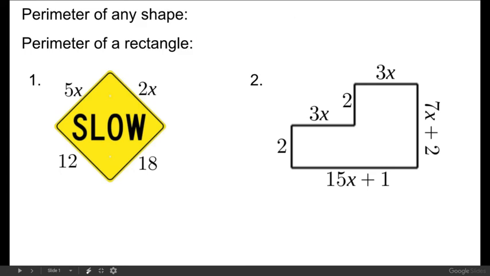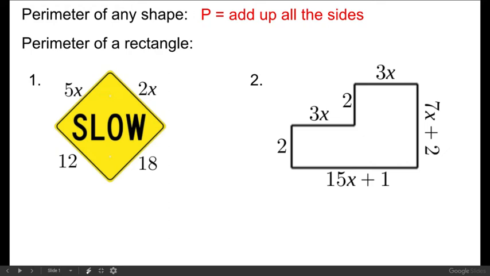This video is here to help you refresh your memory on perimeter. For perimeter of any shape, it doesn't matter if it's a square, a rectangle, a triangle, or a different shaped figure. Basically, what you do to find the perimeter of any shape is you add up all the sides.